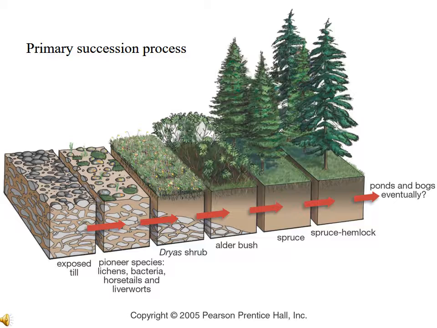And once shrubs establish themselves, brush come in, and as you can see, the process continues until you reach a climax community, which is basically a community that is balanced and full of the vegetation and living organisms that you expect in that particular environment.